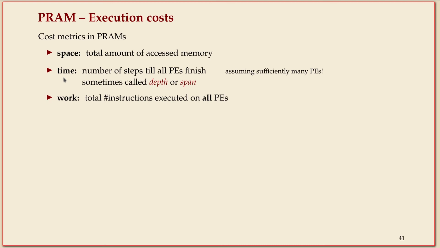Now, notice that not all processing elements are necessarily still active till the last time step. They all execute the same program, but they have their ID. That means they can go to different branches. So they might go to sleep or basically terminate ahead of time, whereas some other processing element might still be running. So by time, we mean the number of time steps till all of them have finished. You will see this called either the parallel time or the depth or the span of an algorithm. All are really talking about the same thing.